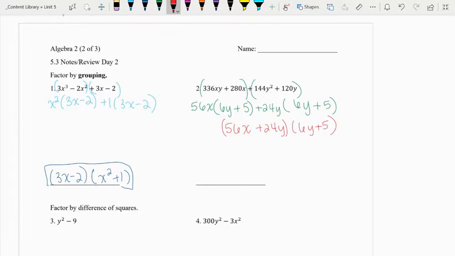Now, 56 and 24 are also numbers that can be divided by the same number. So we're going to have to try to take out a GCF of those as well. The GCF of those is 8. So 56 divided by 8 gives me 7. 24 divided by 8 gives me 3. And that ends up being my final answer.